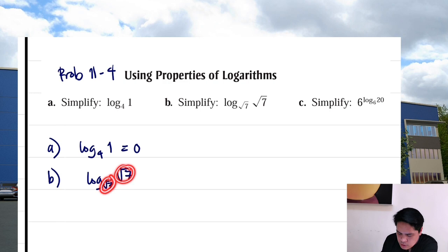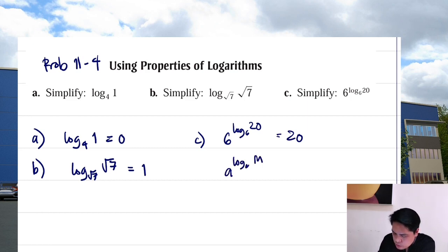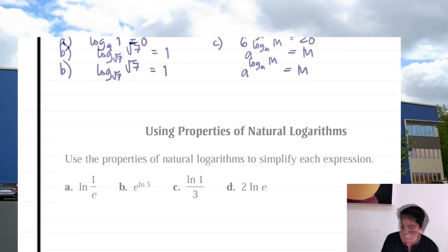Pareho siya ng base, or yung base niya dito is the same sa in-apply ng logarithm. So, this is just 1. And how about letter C? So, mga madali lang pala to. Logarithm of 20 to the base 6, that is 20. If you recall, a raised to logarithm of m to the base a is equal to m. So, therefore, this is the value. This is m. Ganun lang siya kadali. So, napaka-easy naman pala nito.